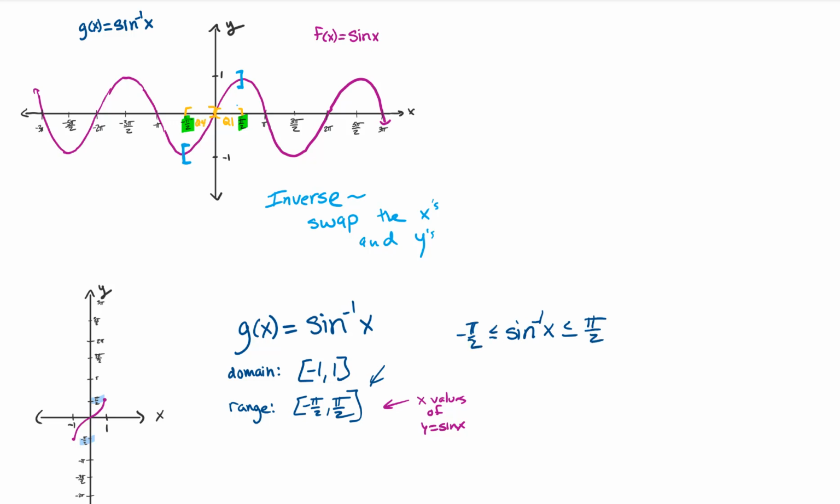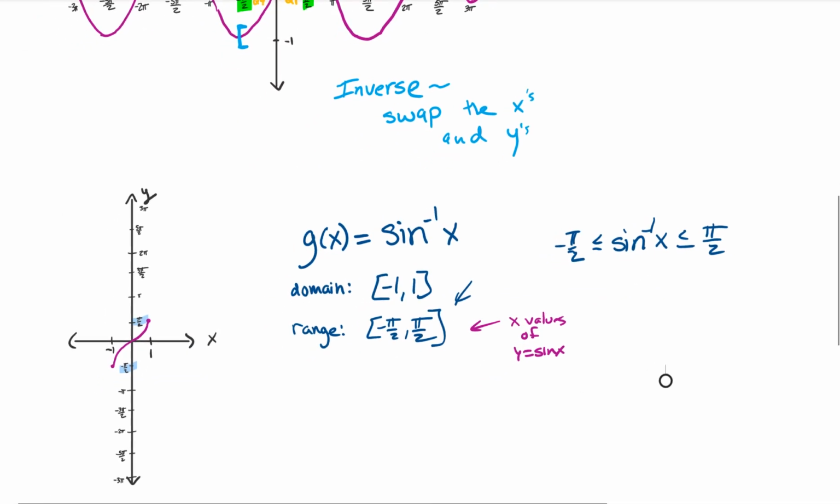It can never pop out an answer bigger than pi over 2. It can never pop out an answer that's smaller than negative pi over 2. So it never is in the second quadrant or the third quadrant. It can be in the fourth quadrant, but you have to write it as a negative angle. Not like 11 pi over 6. You'd have to say negative pi over 6.